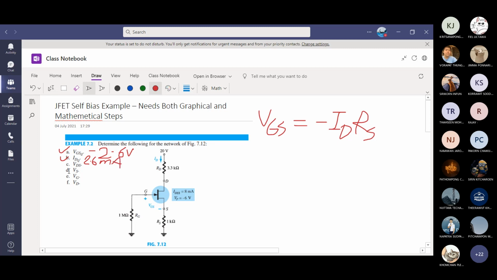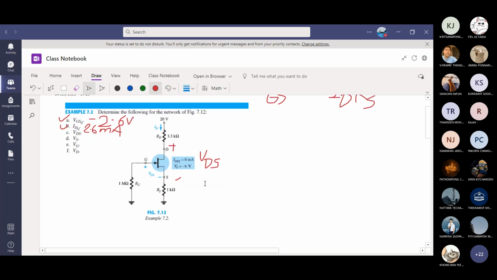So what is then VDS? VDS is VDD minus IDQ times RD plus RS. Can we all calculate? Can you see the picture? No, maybe not. Try to increase.